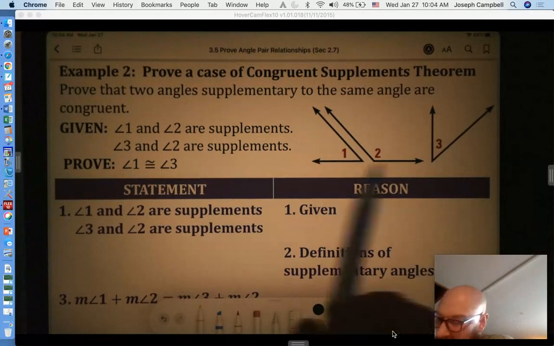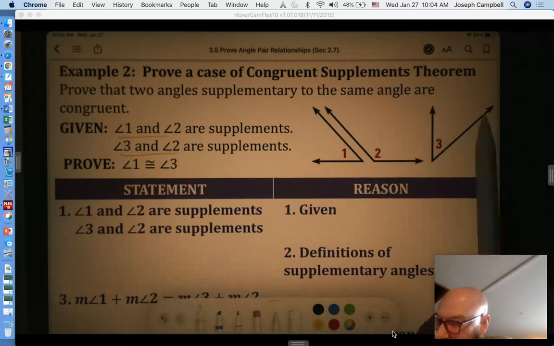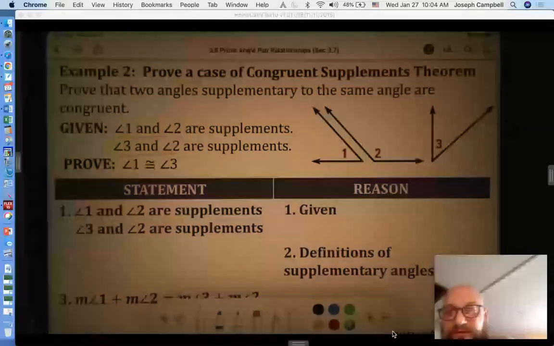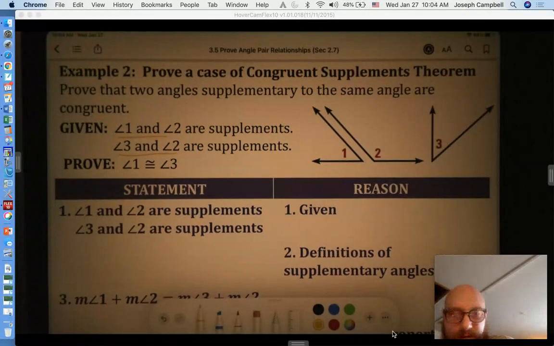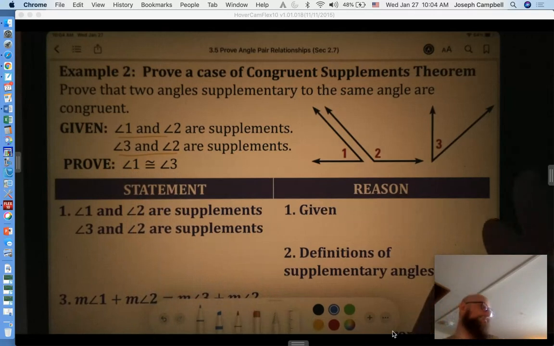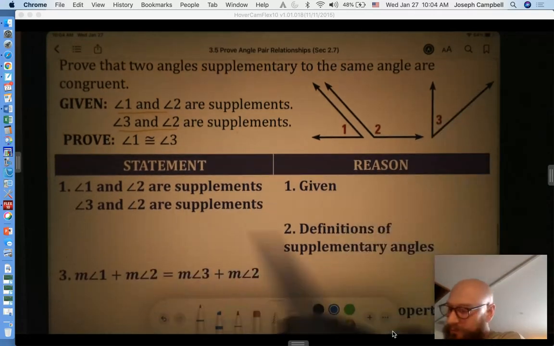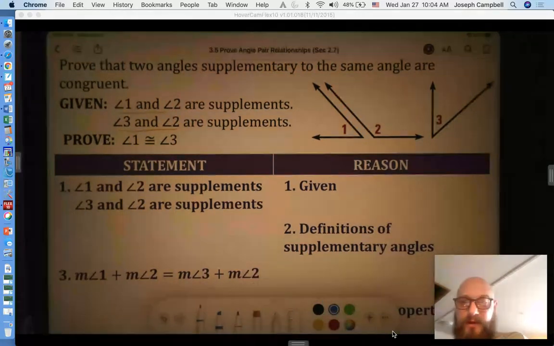Okay, so we're told that 1 and 2 are supplements, and 3 and 2 are supplements. We can't use the theorem when we're trying to prove the theorem. All right, we want to show that 1 is congruent to 3. Here we have a whole lot more written, but we're just going to fill in the blanks. Maybe you can do this on your own.